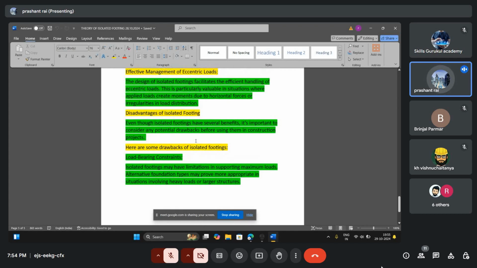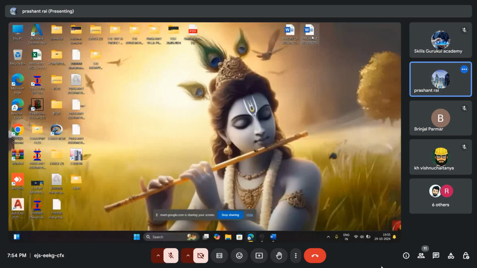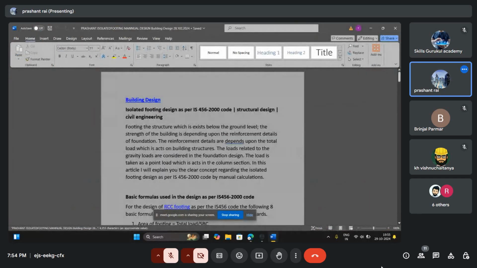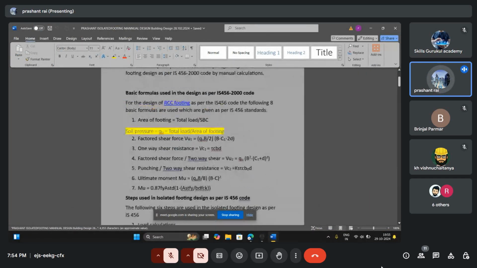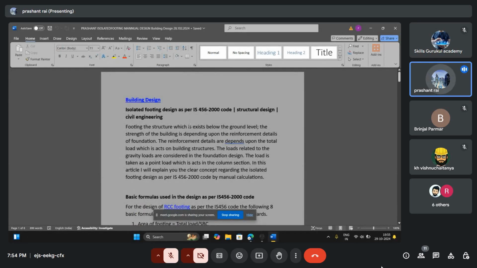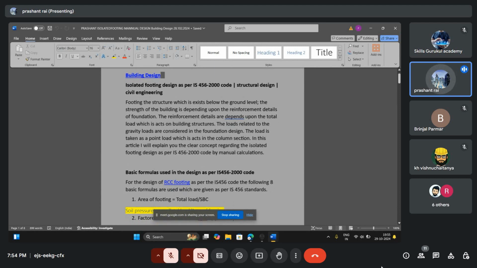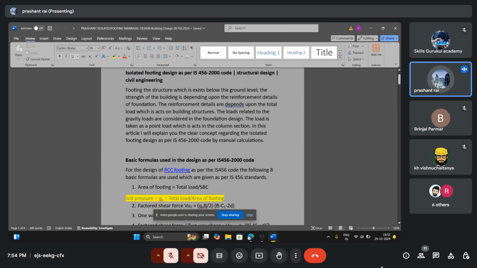So right now I'm going to explain, with the help of one example, how to calculate isolated footing design manually. Isolated footing design as per Indian Standard IS 456:2000 code. In structural design in civil engineering, the footing is the structure which exists below the ground level.